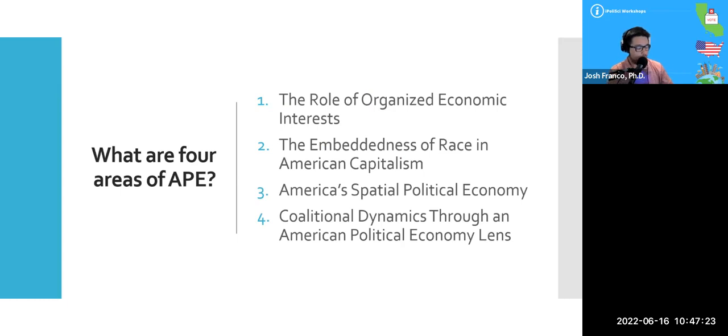Okay. Next, what are the 4 areas of APE? First is the role of organized economic interest. Secondly is the embeddedness of race in American capitalism. Third is America's spatial political economy. And fourth is coalitional dynamics through an APE lens. So let's unpack each of these.